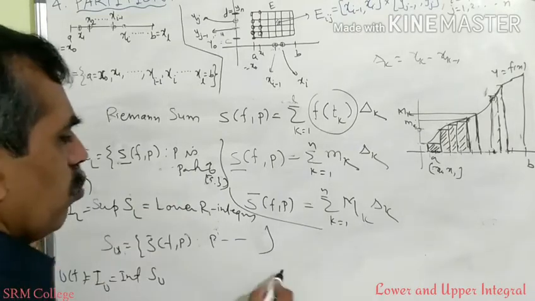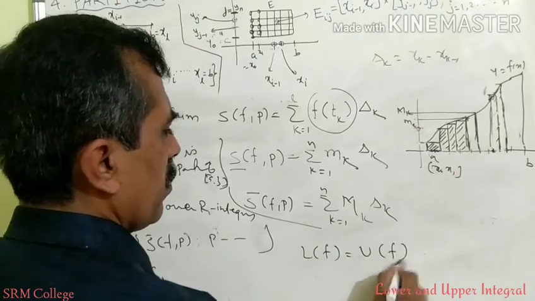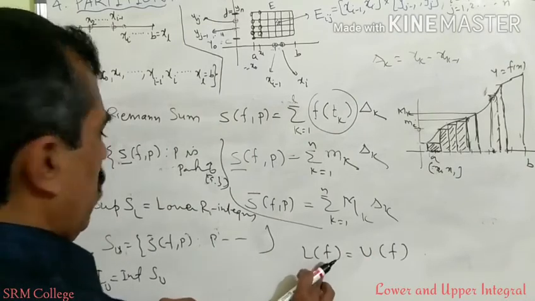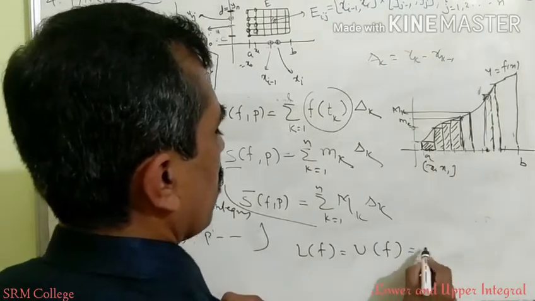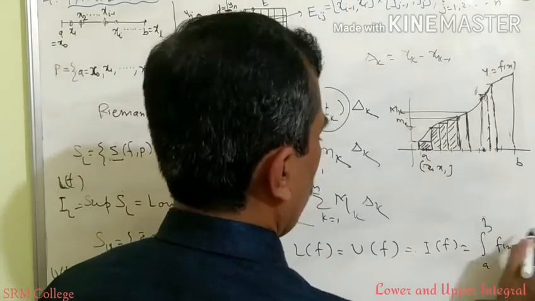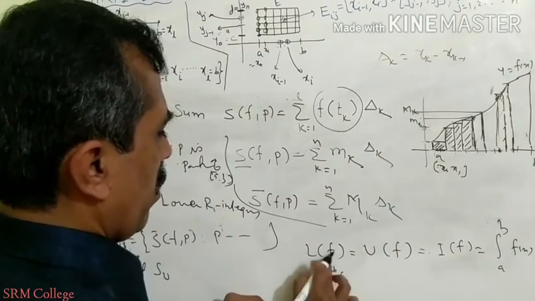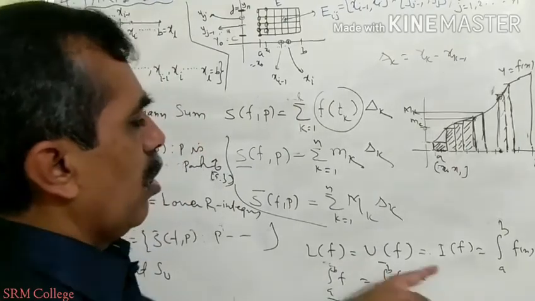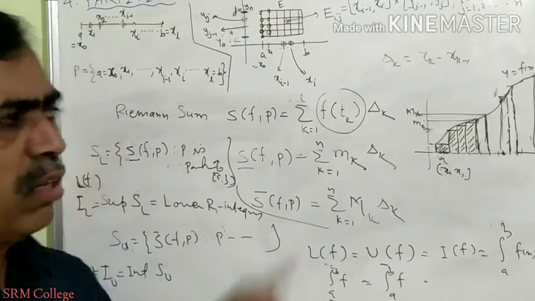If these two numbers are equal, that is, the lower integral is equal to the upper integral, then the common value is called the integral of F and is denoted by this notation, integral of F of x dx from a to b. The lower integral may sometimes be denoted by this notation with a bar below, and the upper integral by this notation with a bar above F. So if these two are equal, the common value is called the Riemann integral. All these things you have learned in your second year.